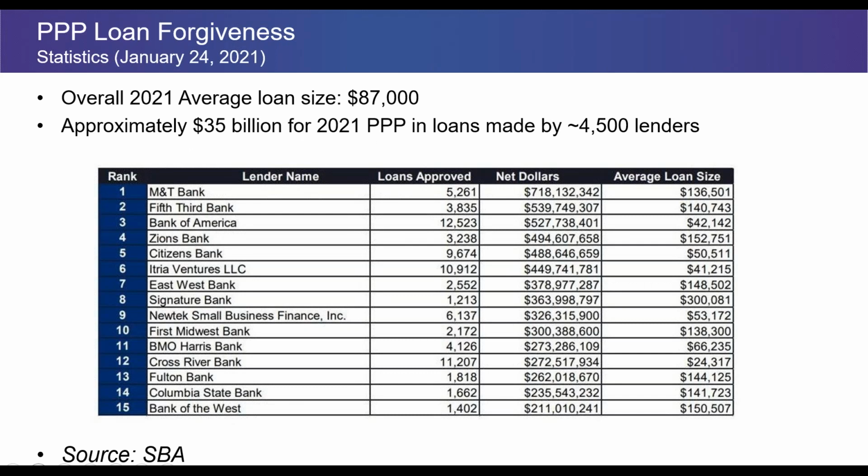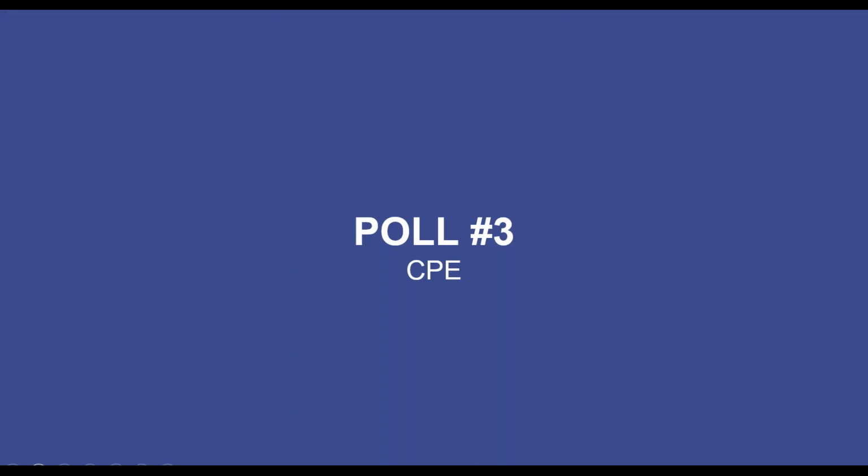And then just some statistics. These are on 2021 loans that have been disseminated. Overall for 2021, the average loan size has been $87,000, and to date there has been approximately $35 billion of loans made by almost 4,500 lenders, and you can see some of the top ones listed here. Again, these are just on loans that have been made in 2021. This has nothing to do with 2020. We found that interesting and just wanted to share it with you.